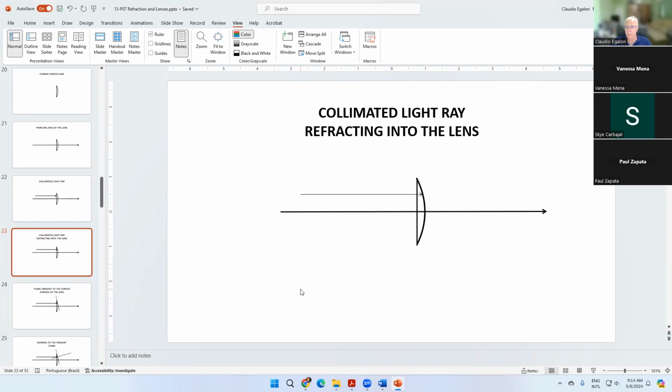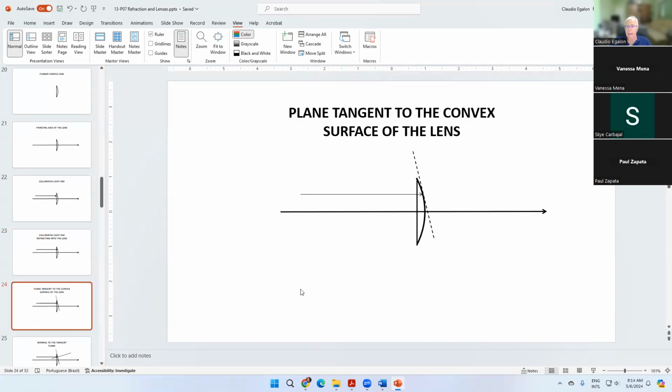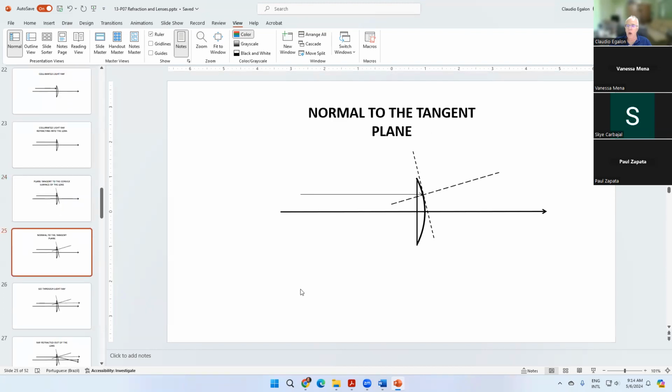Okay? In the next slide, you're going to see the plane tangent to that point of the lens is a plane. By the same token, the lens is a section of a sphere, right? Of a spherical glassy surface. And now that we have the plane tangent to that point, we can draw the normal to the tangent plane. And what do we do next? We do something that we do not do for mirrors. We draw what I call the go-through light ray.